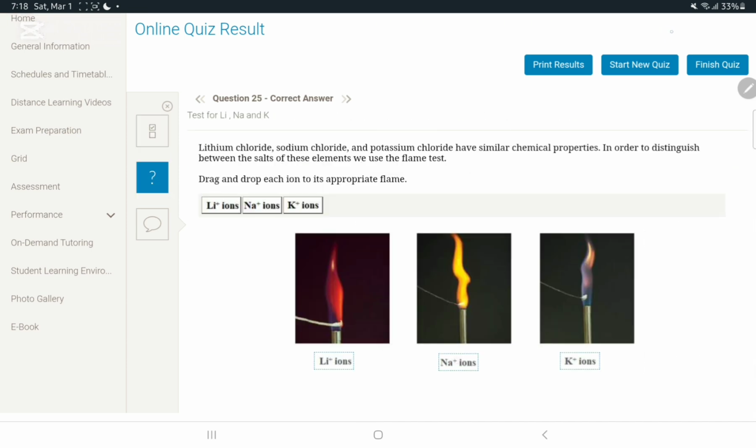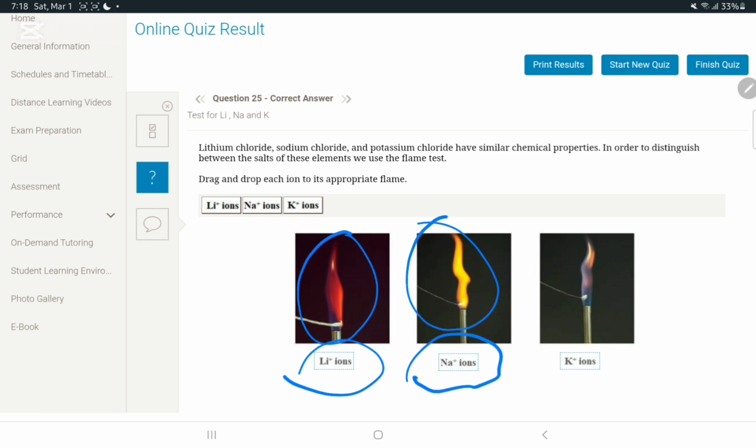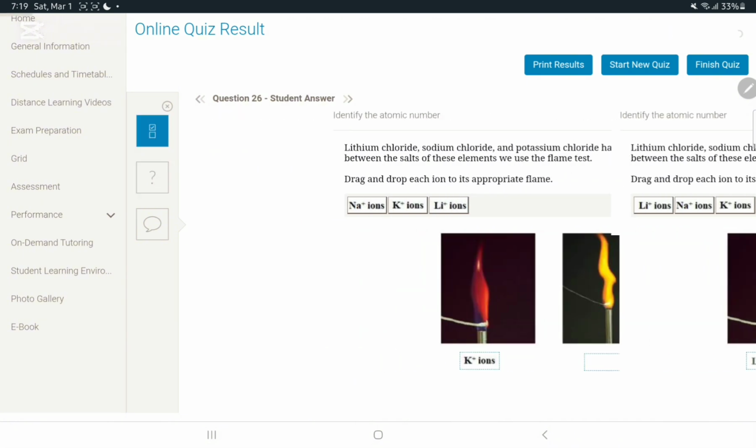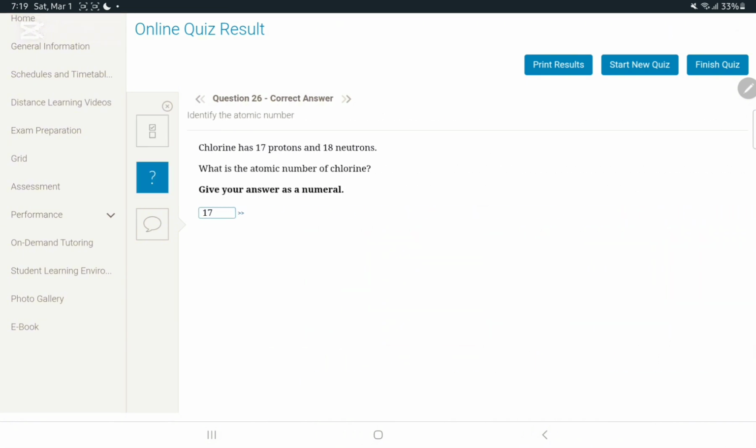This one, you have to memorize. When there are lithium cations reacting, it makes a red flame. When it's sodium ions, it produces a yellow flame, and when it's potassium ions, it forms a purple, lilac color. Lithium red, sodium yellow-orange, and potassium purple-lilac. There's no other way to do this other than memorizing.